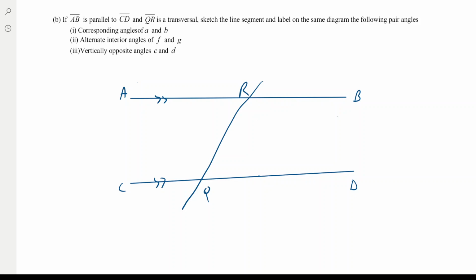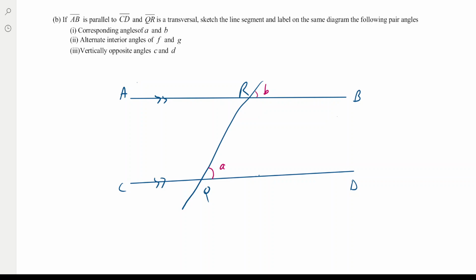So we have sketched now, and we have to label the following angles: corresponding angles A and B. There are so many ways actually we can display these angles, but to go straight now, if this is A and that is B, actually A and B are equal, and these are the corresponding angles.